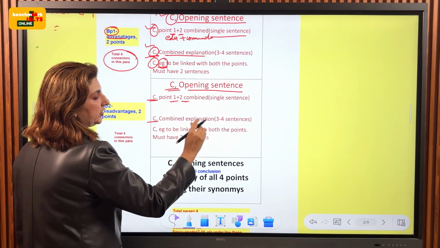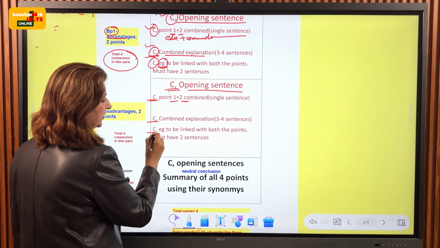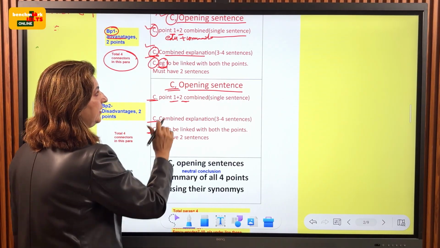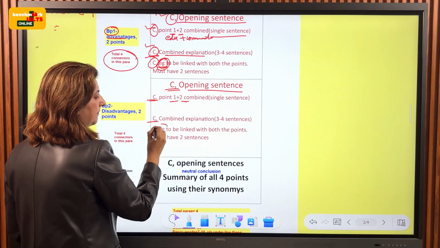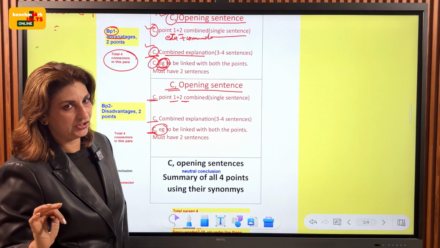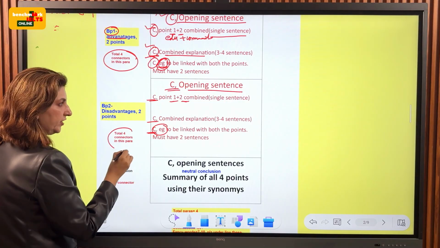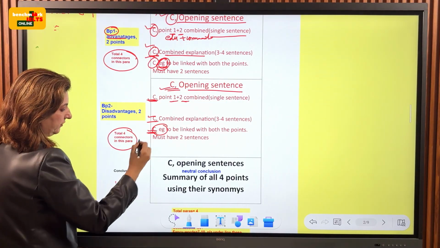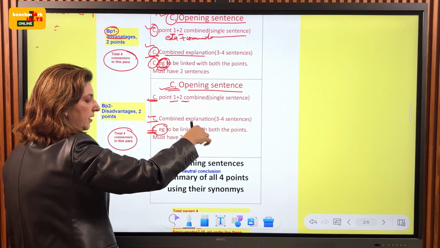To explain, you explain both the points. Then to exemplify, you give an example at the end. So there has to be two examples at the end of each para. And then finally, four connectors here, 1, 2, 3, 4. And finally, when you give the conclusion, you summarize your point.